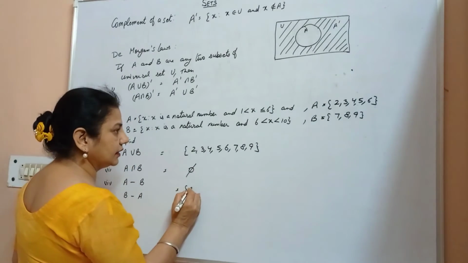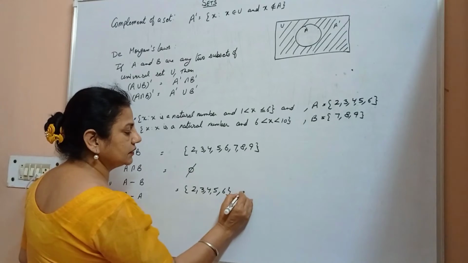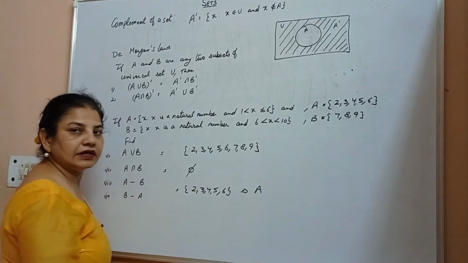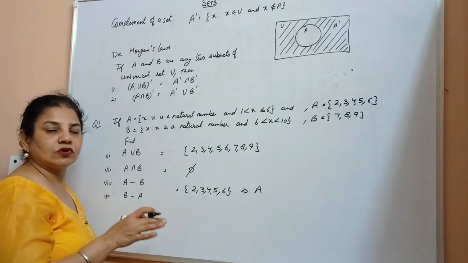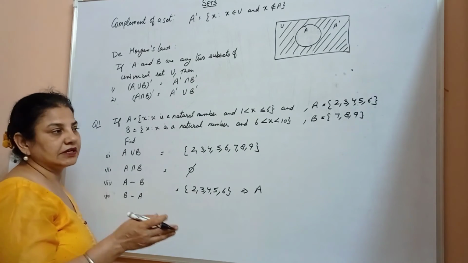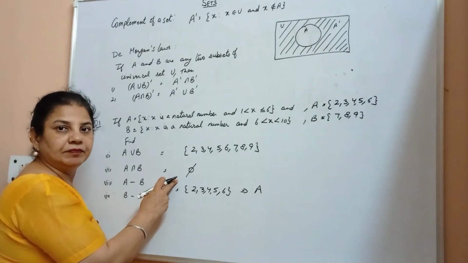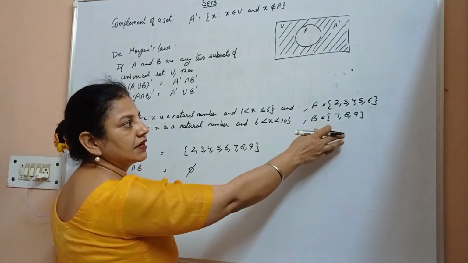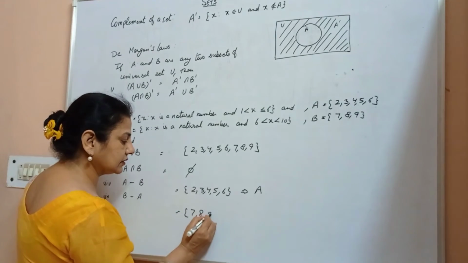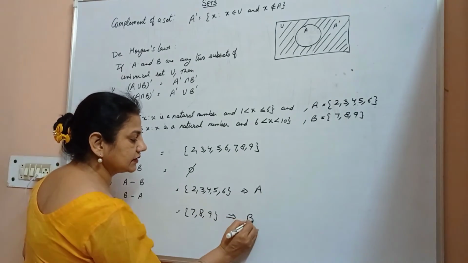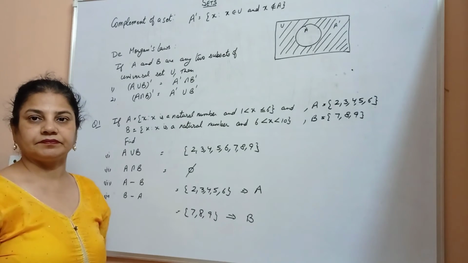So I will write it here as {2, 3, 4, 5, 6}. This implies the set A itself. B minus A: we exclude the common elements of A and B from the set B. But here we have already shown that there is no common element between B and A. So B minus A is the set B itself. So I will write it here as {7, 8, 9}, which implies set B itself. B minus A is set B itself.